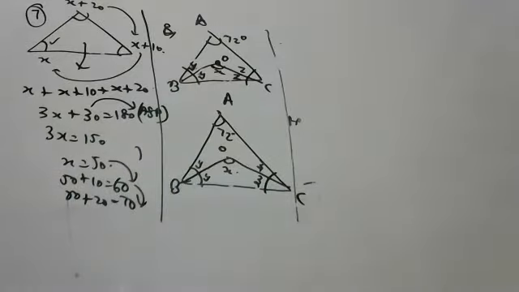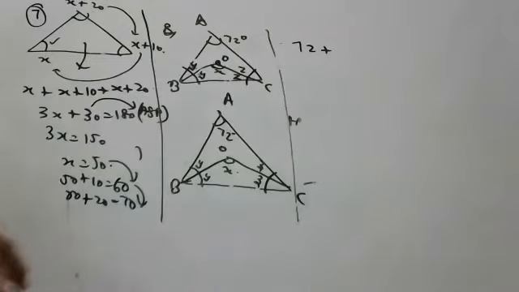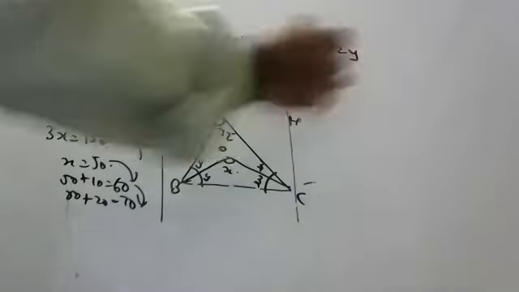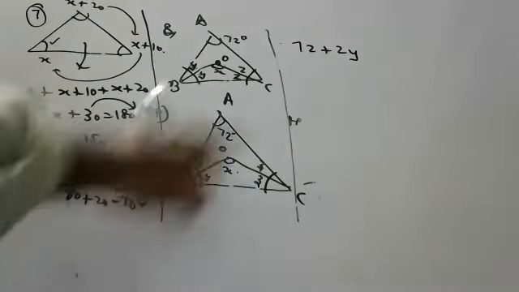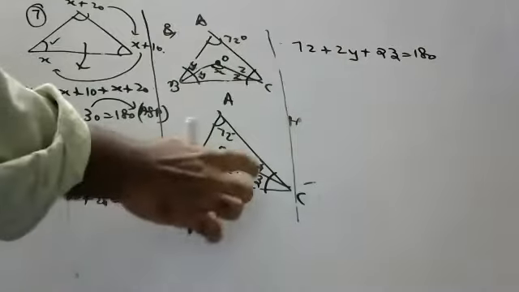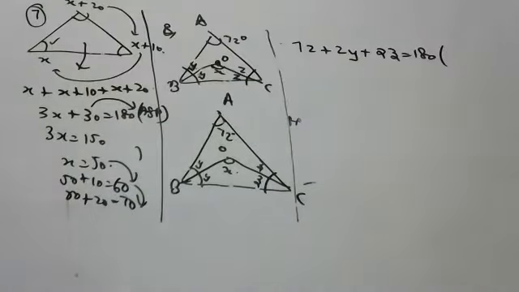BO and CO are angle bisectors, children. Please see here: 72 plus, instead of B I'm writing 2y, plus 2z is equal to 180. 72 plus 2y plus 2z is equal to 180. Can anyone say what is the condition I wrote?